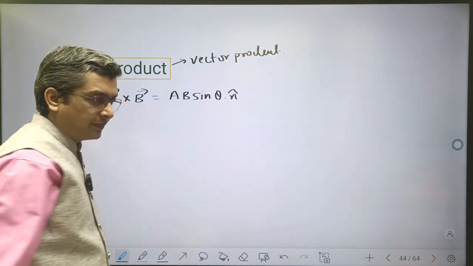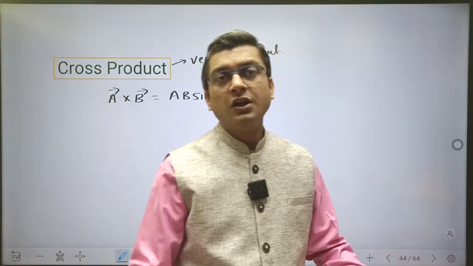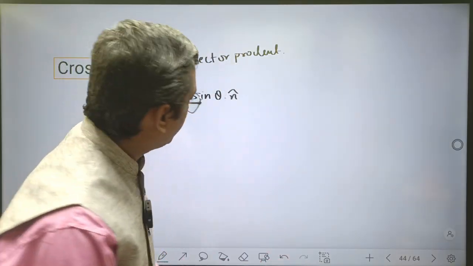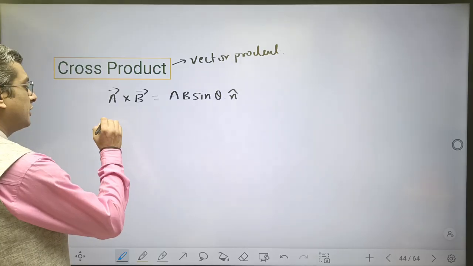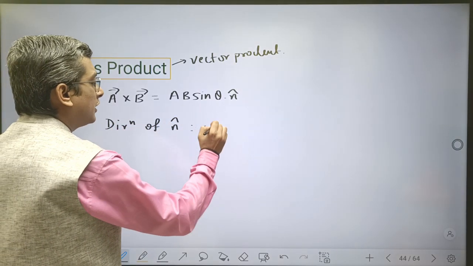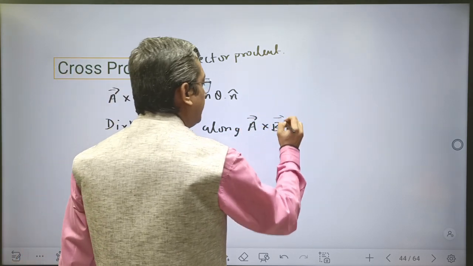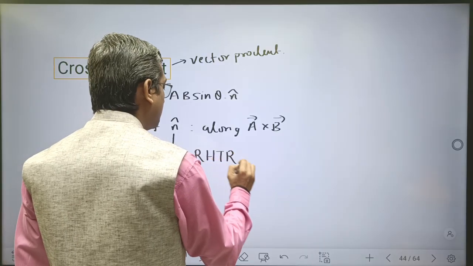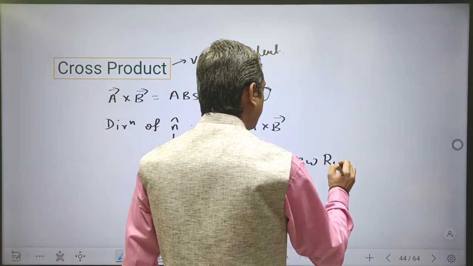And there are many vector quantities which can be written in the cross product, that is torque. Tau is equal to r cross f. We have seen in the introductory session of this lecture. So this is AB sine theta n cap, where the direction of n cap, definitely it is along A cross B, and its direction is found out by right hand thumb rule, or in many literatures you have that screw rule, isn't it?